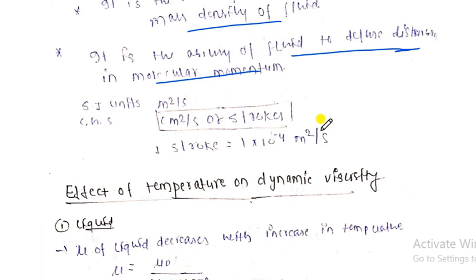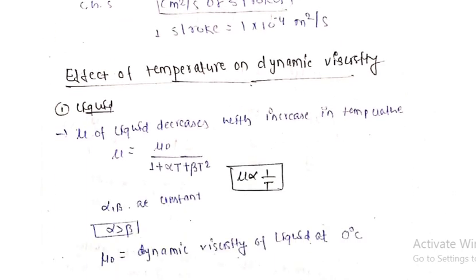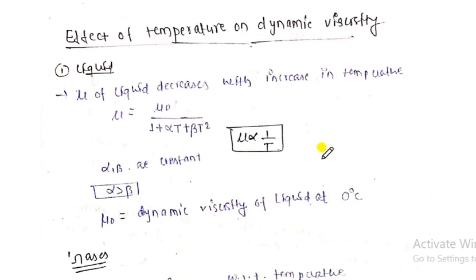So this is all about viscosity. Let's see the effect of temperature on the dynamic viscosity. My dear friends, the dynamic viscosity of a liquid decreases with the increase in temperature. क्या होगा जब temperature बढ़ेगा तो जो डायनामिक विस्कोसिटी है वो कम हो जाएगा, ठीक.